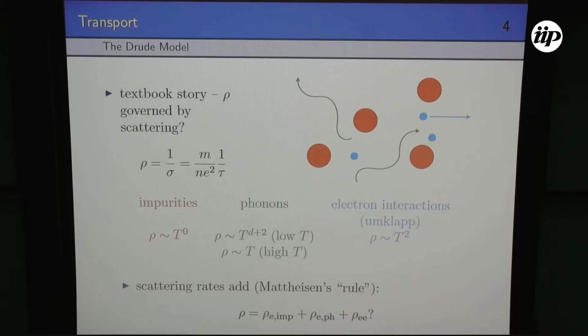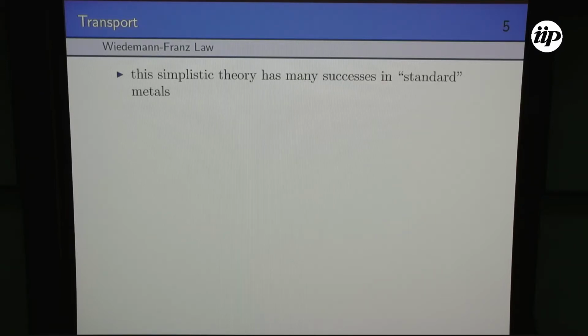Now, the second part of the conventional law is that in a metal, you have all of these things going on at once. So a real metal will have multiple electrons in it, and it will also have phonons as well as impurities. So we'll have some contribution coming from all of these channels, and we just add them all up. So this goes by the name of Matthiessen's rule. And that's a very simple story. It's essentially entirely semi-classical, but it's actually quite successful for most metals out there.